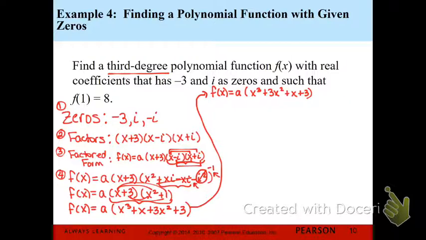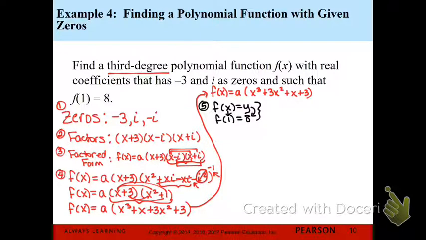All right, so we've got our polynomial there, though we haven't solved for a, and that's what step 5 is, right? Solve for a. Now, it said to solve for a by plugging in an x and a y. So remember, f of x equals y, and they told me that f of 1 equals 8. So that tells me, what is x? 1. And y is going to be 8.